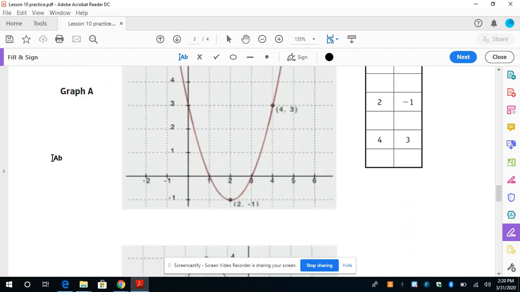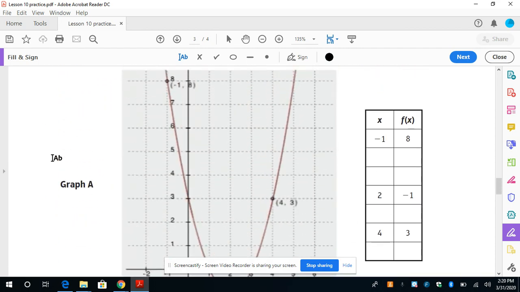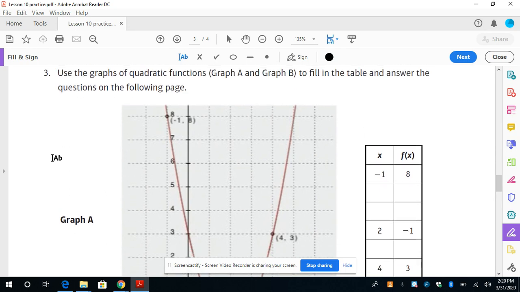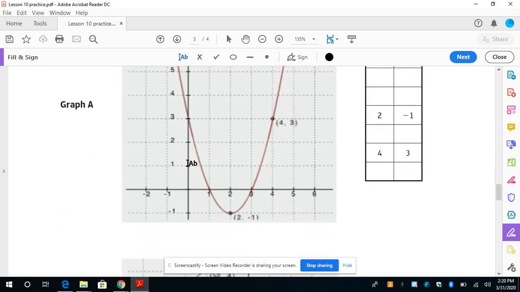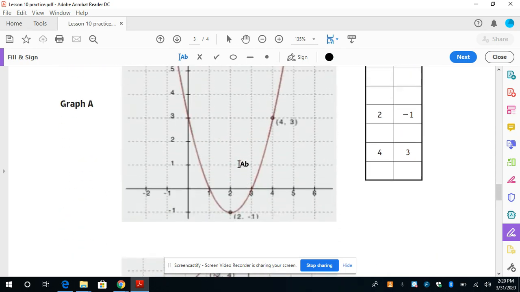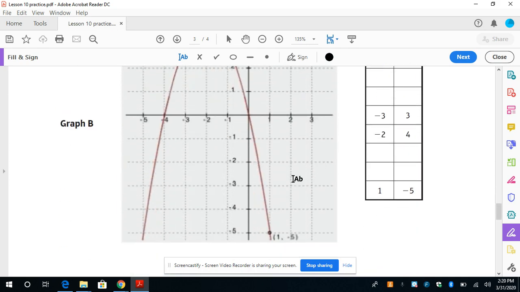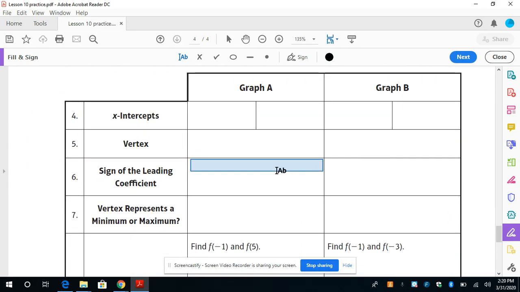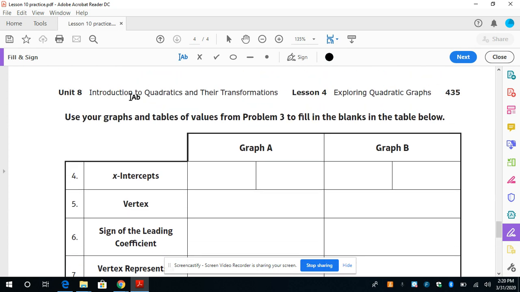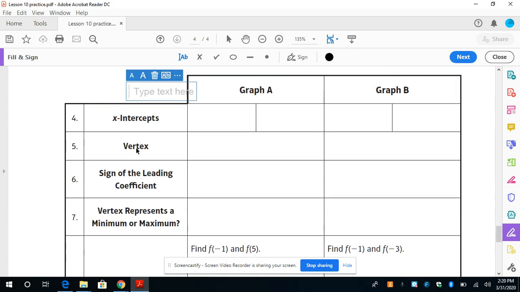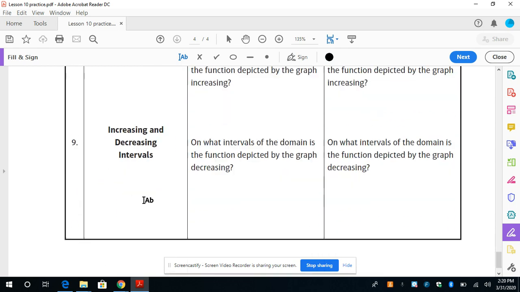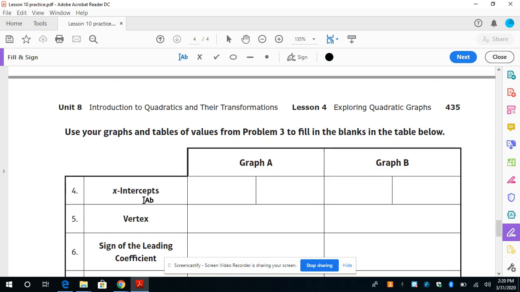And then you will look at graphs A and B. So these are both quadratics. One's shooting up and one's turning down. You'll fill in the tables and then you'll tell me this stuff. You can, if you're able to, write in the document. If not, you can write on a piece of paper and just tell me your answers. All right.